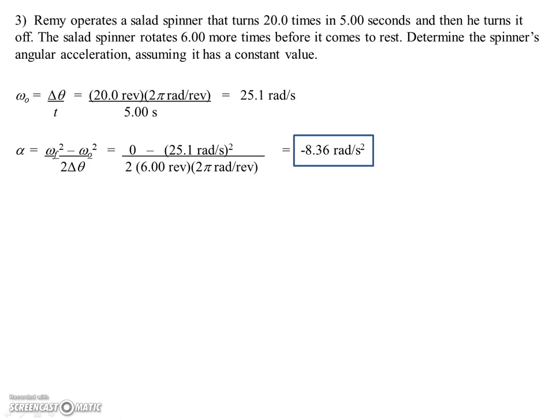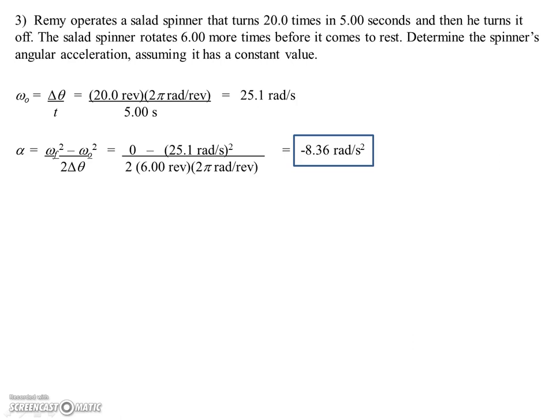Notice the problem only asked for the angular acceleration, didn't say magnitude or direction, didn't specify. We should be getting a negative though. If you're not getting a negative, you're doing something wrong, because of course it has to come to rest. We should have a negative angular acceleration as it slows down or loses speed, angular speed, at a rate of 8.36 radians per second per second.